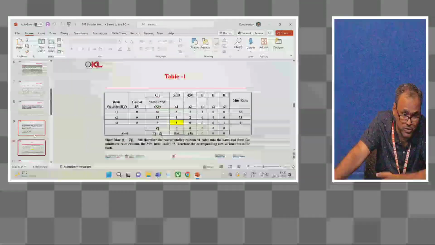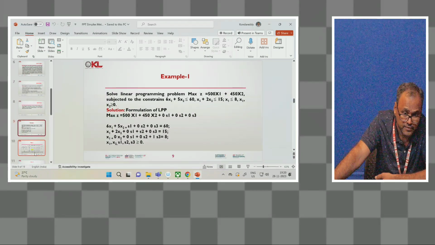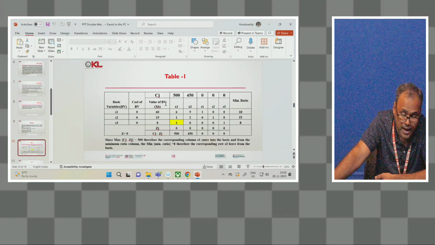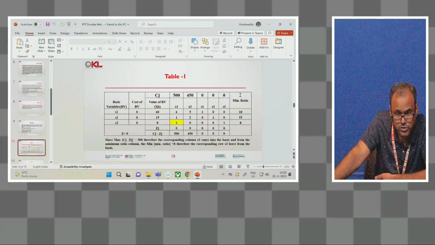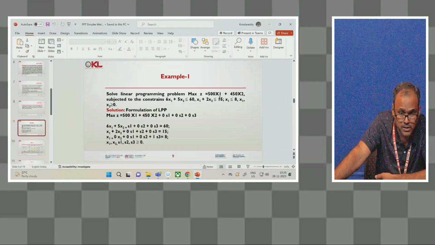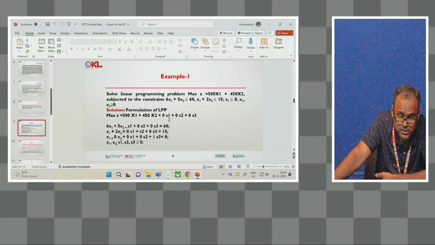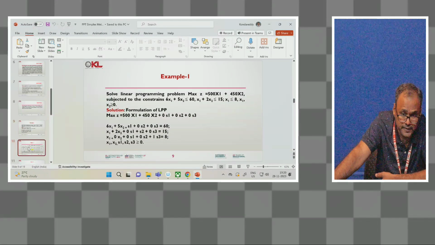The values of the basic variables mean the available resources: the first constraint is not beyond 60, the second constraint is not beyond 15, and the third constraint is not beyond 8. We consider these as the actual values of the basic variables. And these are the profits gained by producing each unit of the goods, which we mentioned as 500 and 450; we consider them cost coefficients. The rest are zeros, by adding 0S1, 0S2, 0S3.